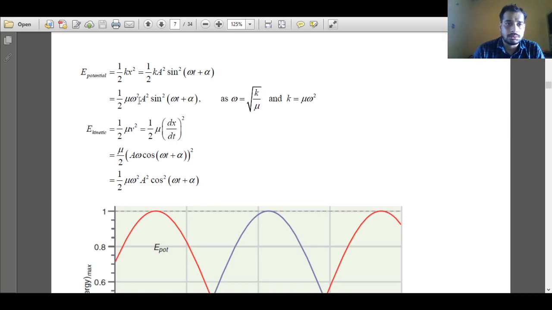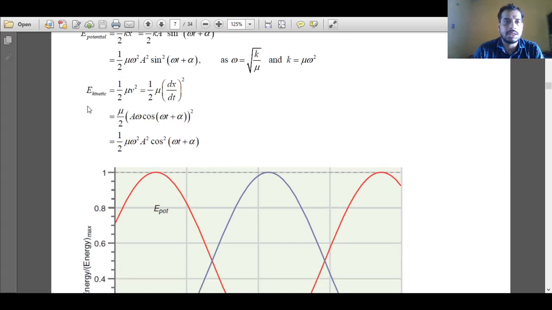Now this k, the force constant k, can also be written as mu omega square, because omega is also root over k over mu. So k is equal to mu omega square. What is mu? Mu is the reduced mass of the system. Omega is angular frequency. So my potential energy turns out to be half mu omega square a square sine square omega t plus alpha.